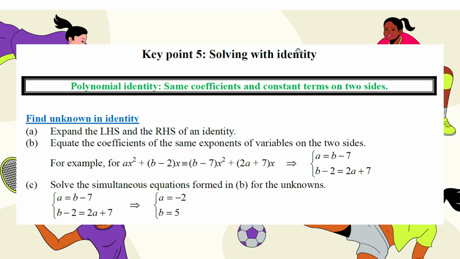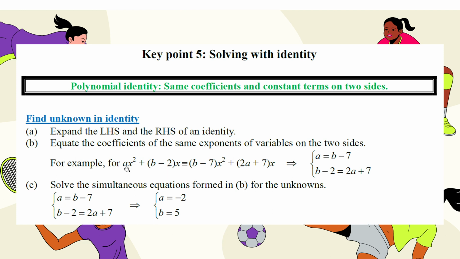And solving with identity. Sometimes they use identity to solve it. For example, the polynomial identity, fairly simple. If they are a polynomial identity, with x squared, x, and a constant term, then of course all the coefficients must be the same: the same x squared coefficient, and the constant term the same on the two sides. If they have different coefficients or different constant terms, then how can they be an identity, always true? So expand the left hand side and right hand side, make them look beautifully as x squared and x terms, and then the coefficients will be the same. Although the coefficients might be complicated, just right now.